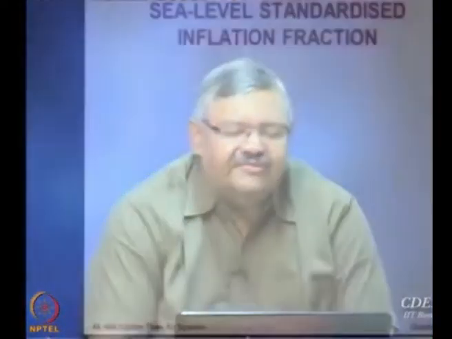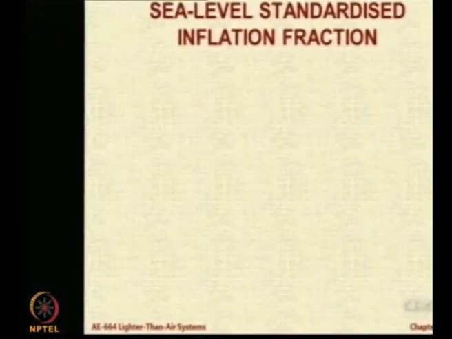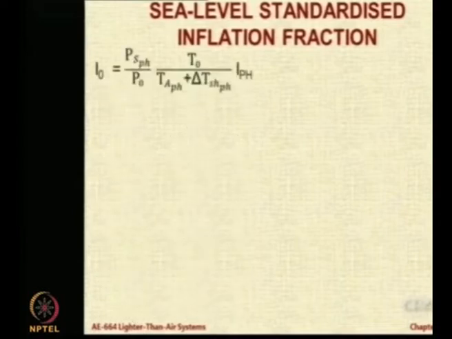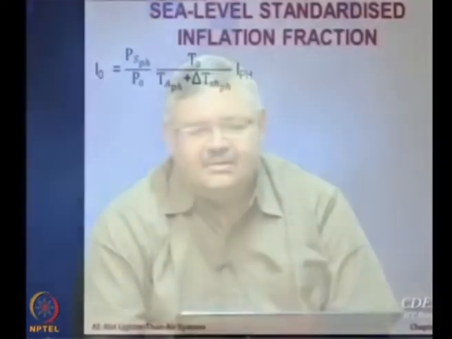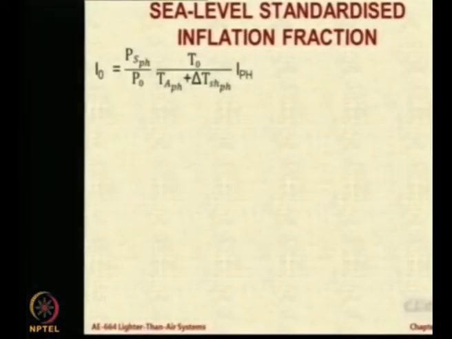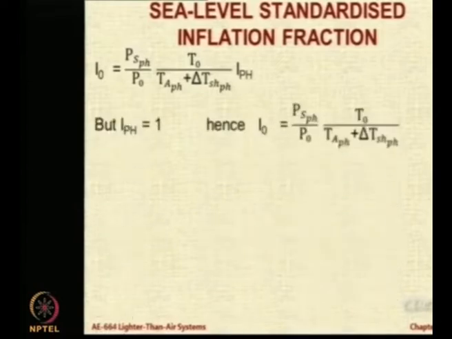Okay, now let's look into this a little bit more deeply. Once again, I am replacing the previous expression. I am just calling it I0 and IPH, where IPH stands for the inflation fraction at pressure altitude, or pressure height, and I0 is the inflation fraction at sea level or the ground condition. But IPH is equal to 1, because at pressure altitude the balloon becomes flush.